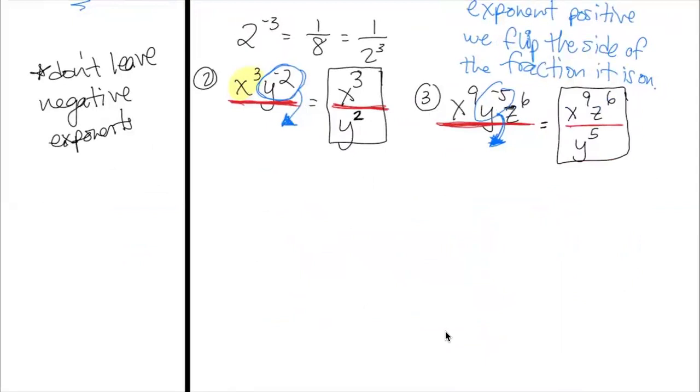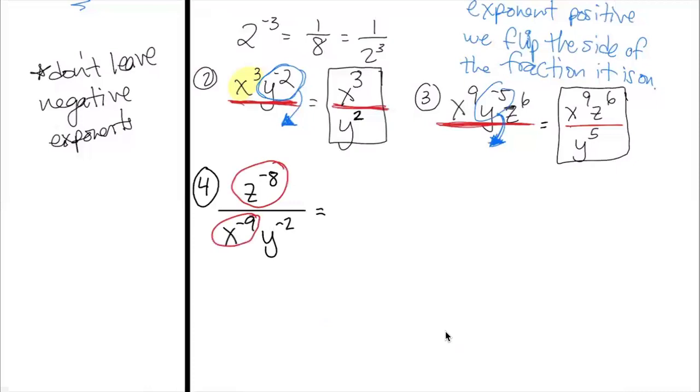Number 4 here. Go ahead and try this one. Z to the negative 8 over, now this one already has a fraction, x to the negative 9, y to the negative 2. First thing I would do if I were you, circle all the negative exponents. Z to the negative 8 is negative. X to the negative 9 is negative. Y to the negative 2 has a negative exponent. These are actually all negative.